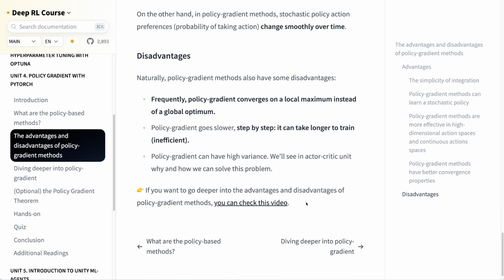Disadvantages. Naturally, policy gradient methods also have some disadvantages. Frequently, policy gradient converges on a local maximum instead of a global optimum. Policy gradient goes slower, step by step: it can take longer to train, which makes it inefficient. Policy gradient can have high variance. We'll see in the actor-critic unit why, and how we solve this problem.